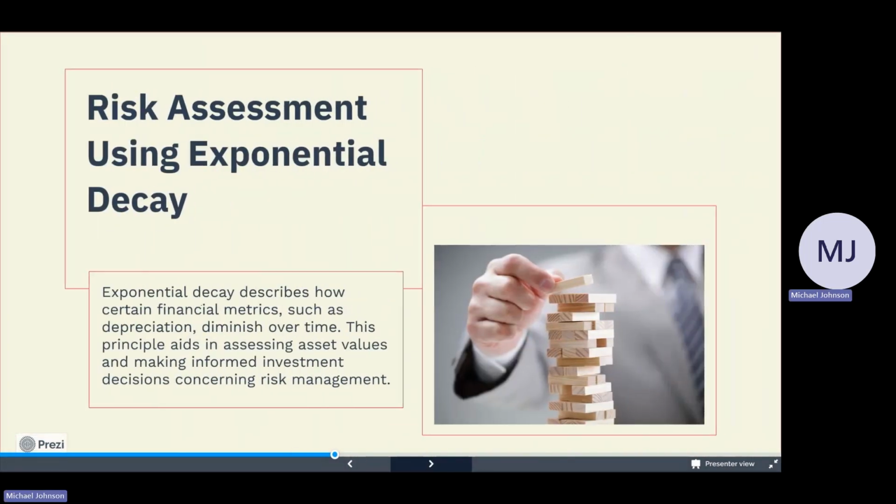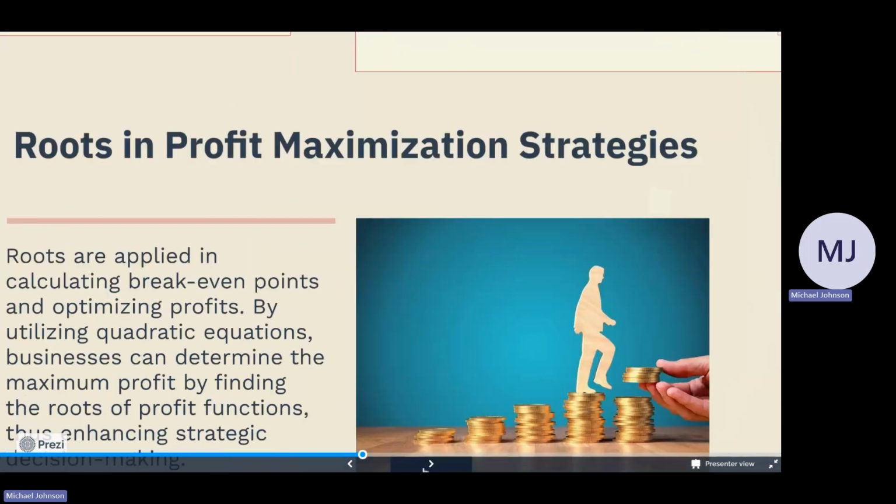Exponential decay describes how certain financial metrics, such as depreciation, diminish over time. This principle aids in assessing asset values and making informed investment decisions concerning risk management.